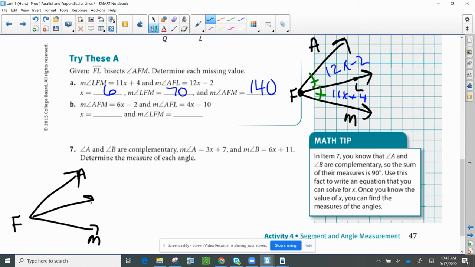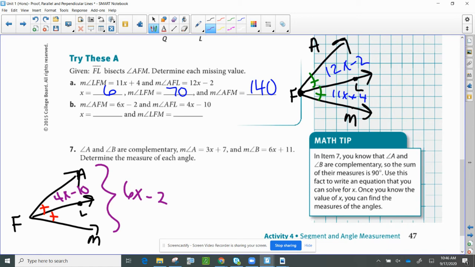With my angle bisector of FL, again, knowing that makes these congruent. So AFM, the entire angle here, is 6x minus 2. And they're telling you AFL is 4x minus 10. So there's all of our given information.